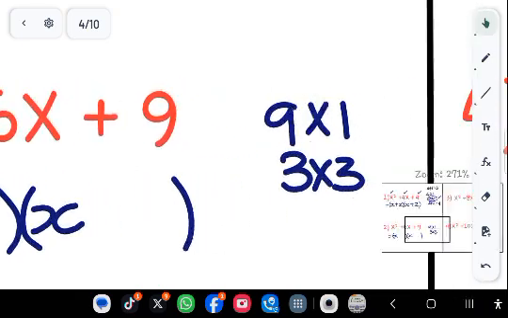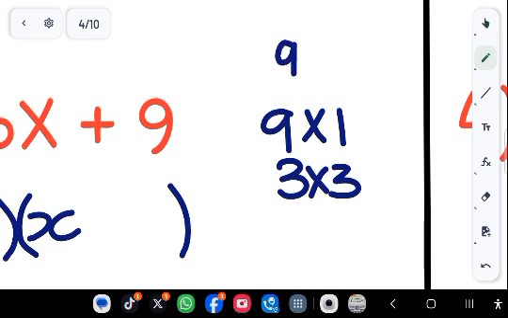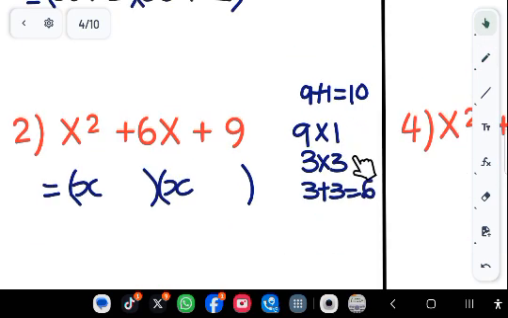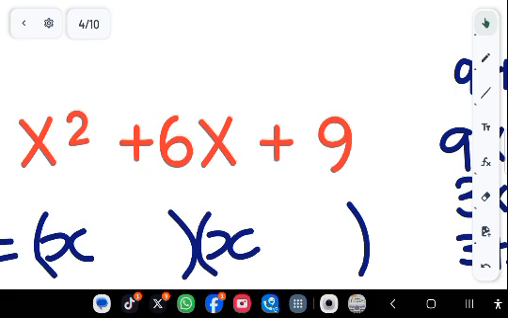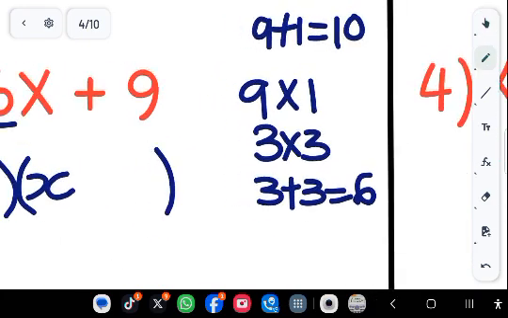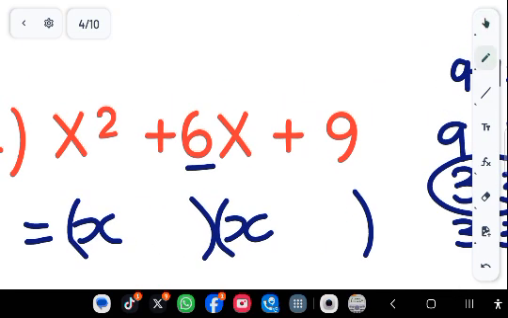Now the first pair gives us 10. 9 plus 1 equals 10. And the second pair gives us 3 plus 3 equals 6. We are looking for the pair that when we add together gives us 6. And that pair is 3 times 3. So this is the factor pair that we choose.